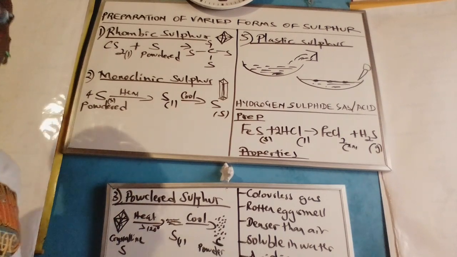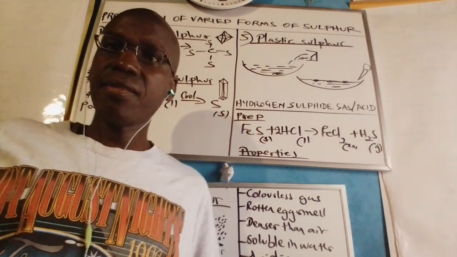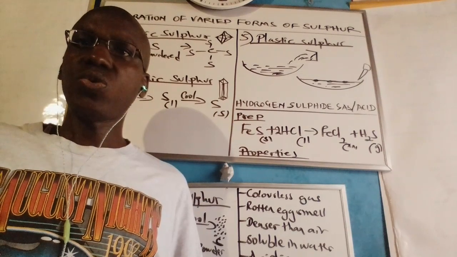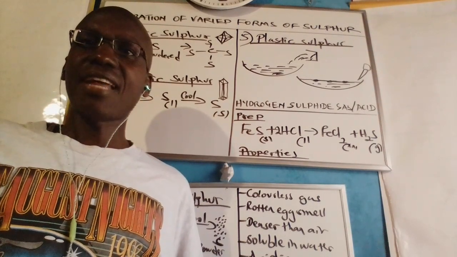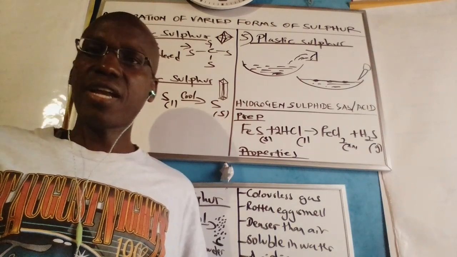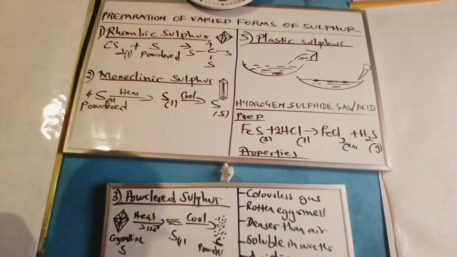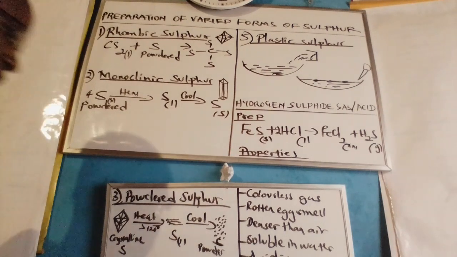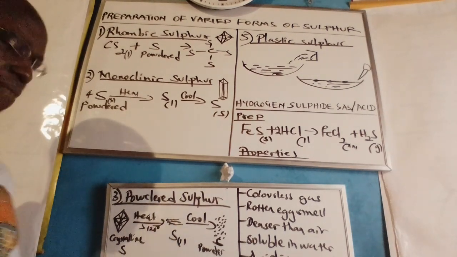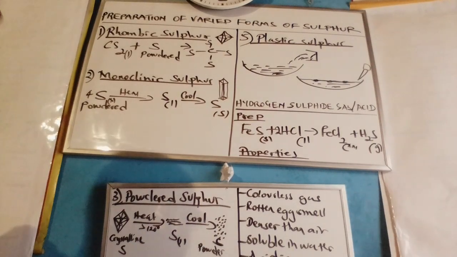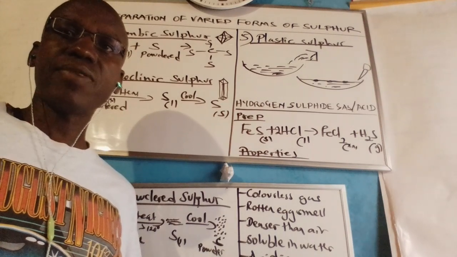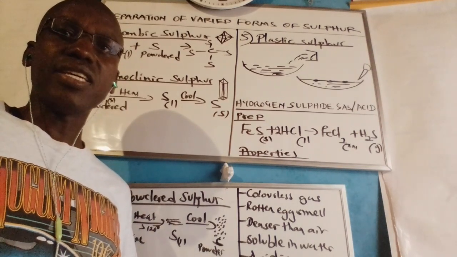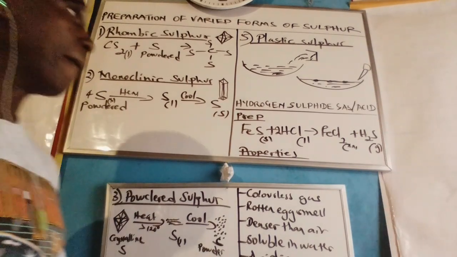So as we have seen, sulfur exists naturally and in two allotropic forms: rhombic and monoclinic sulfur. Sulfur can be manipulated into varied forms: into powdered sulfur by heating the crystalline and then cooling it, into colloidal sulfur by heating the powdered and then drenching it, into plastic sulfur by heating the solid sulfur into liquid and then delivering it into cold water.